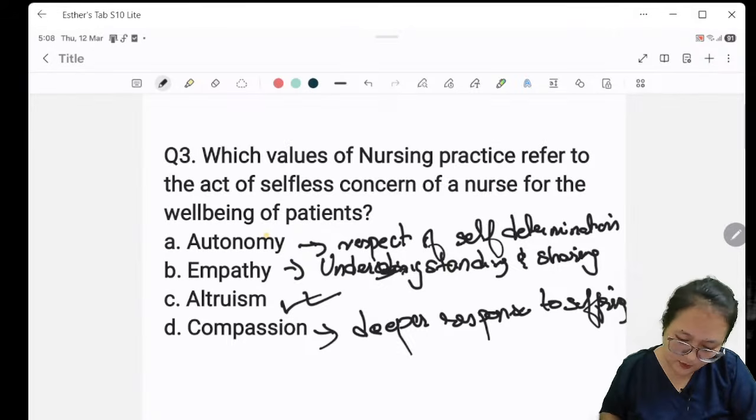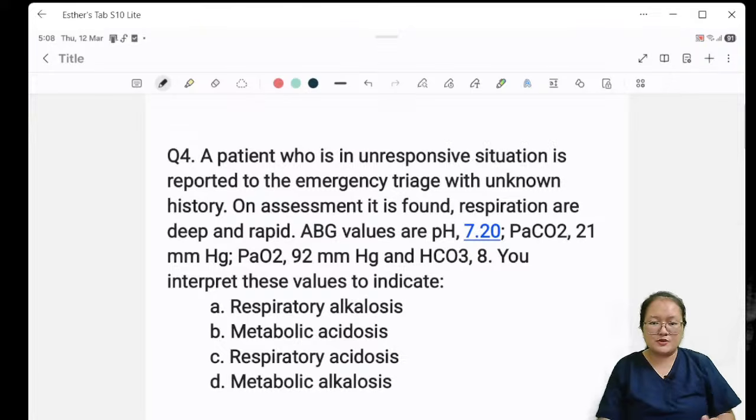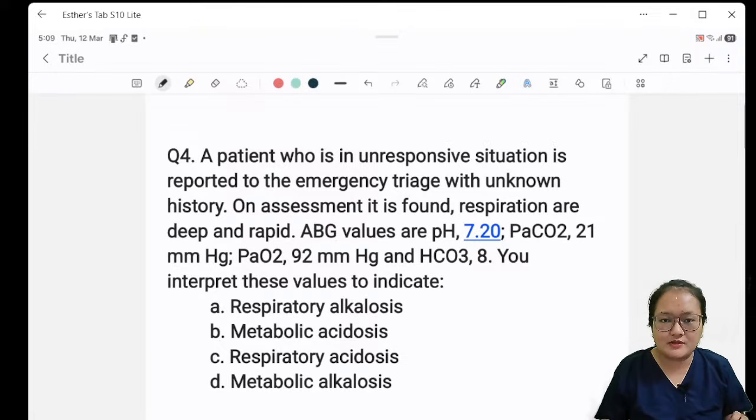Okay, going to the next question, we have a patient who is unresponsive, reported to the emergency triage with unknown history. On assessment, it is found respirations are deep and rapid. ABG values are pH 7.2, PaCO2 is 21, PaO2 is 92, and bicarbonate is 8. You interpret these values to indicate.